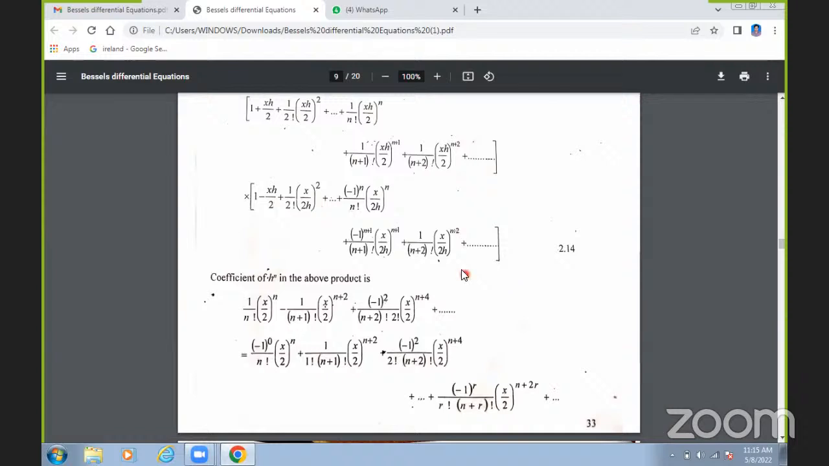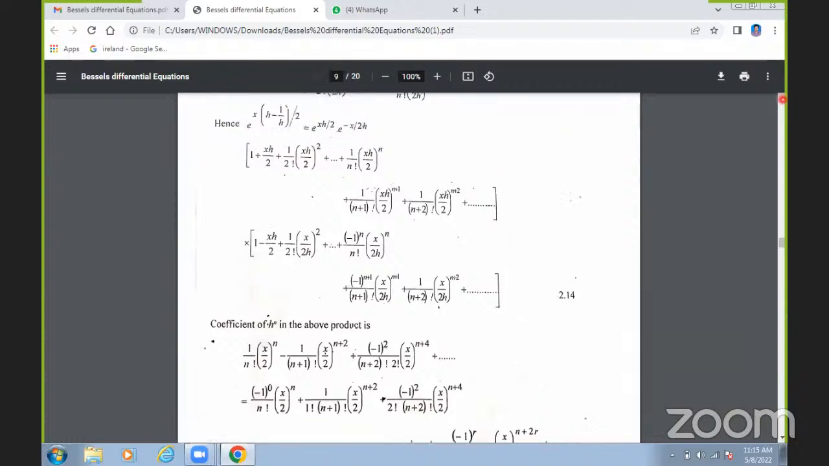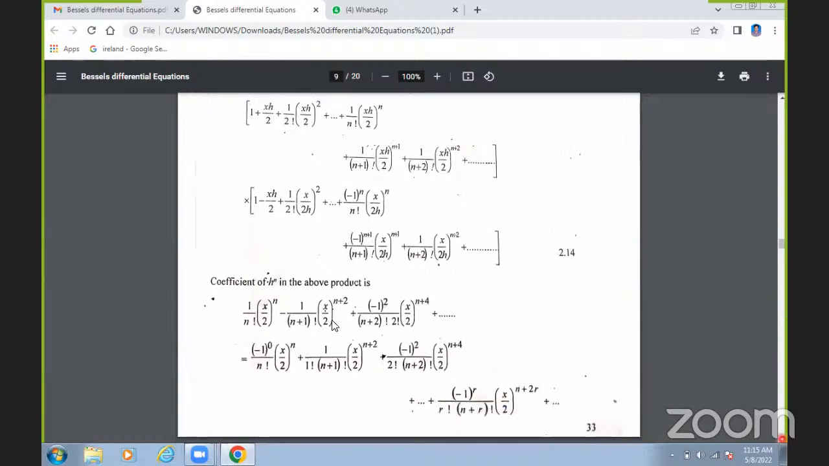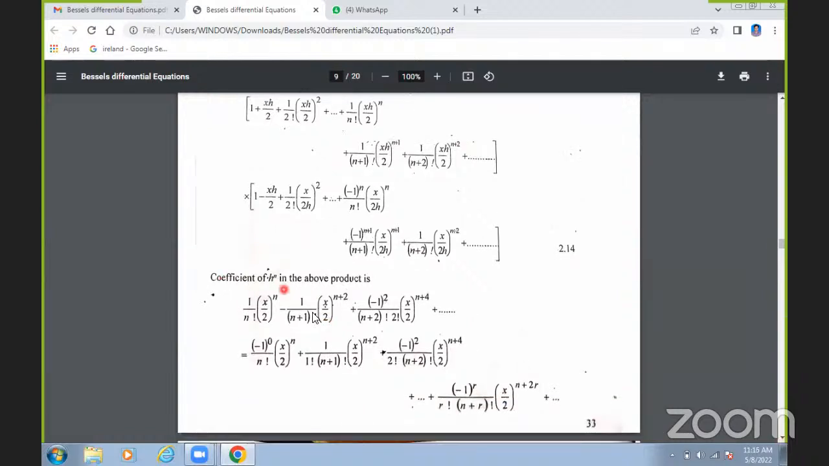Therefore, after getting this equation, we have to take the coefficient of h power n in this entire equation. If you take the coefficient of h power n, we are going to get this. Each and every term, if we want to solve, we don't have sufficient time. So we will take the coefficient of h power n in this product. This is the equation which we get here.